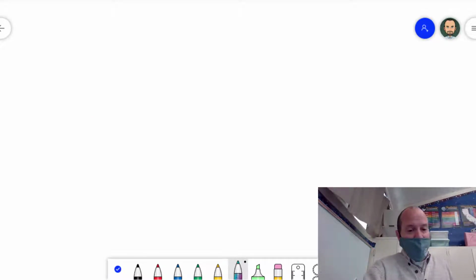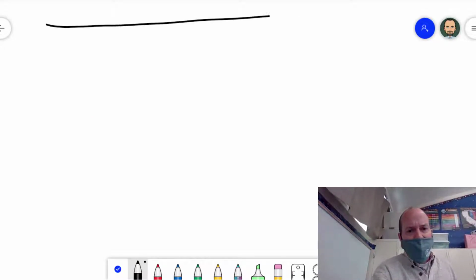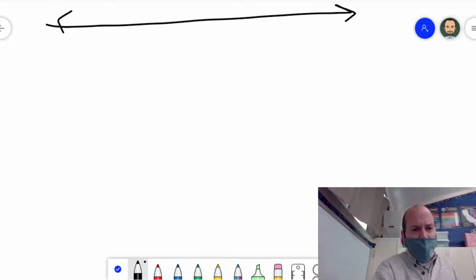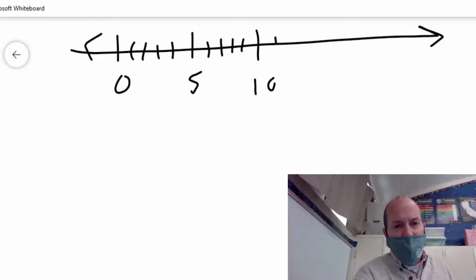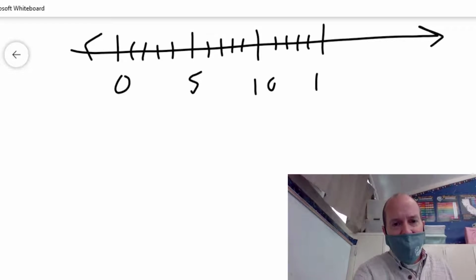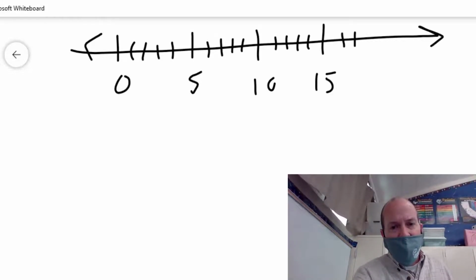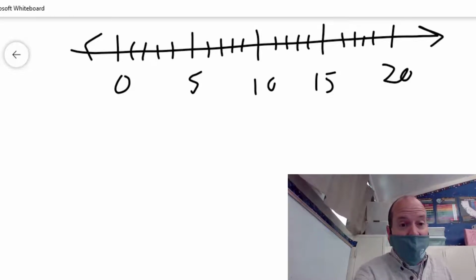So let me get a number line going. If I had a number line, it goes from maybe 0, 1, 2, 3, 4, 5, 6, 7, 8, 9, 10, 11, 12, 13, 14, 15, 16, 17, 18, 19, 20. So if I pick a few numbers, maybe I'll start with 3.